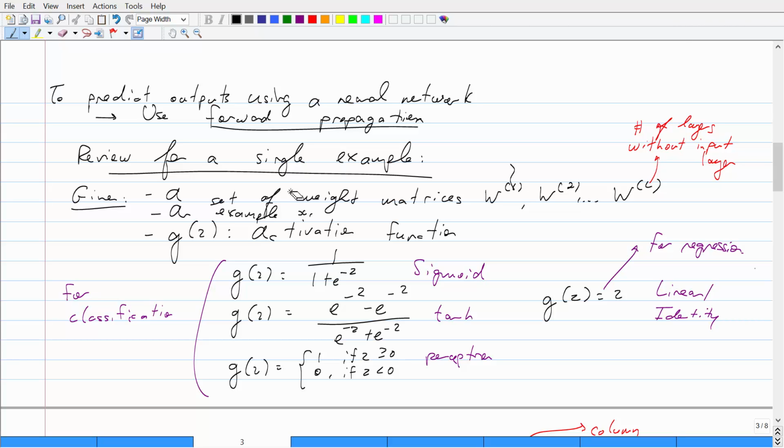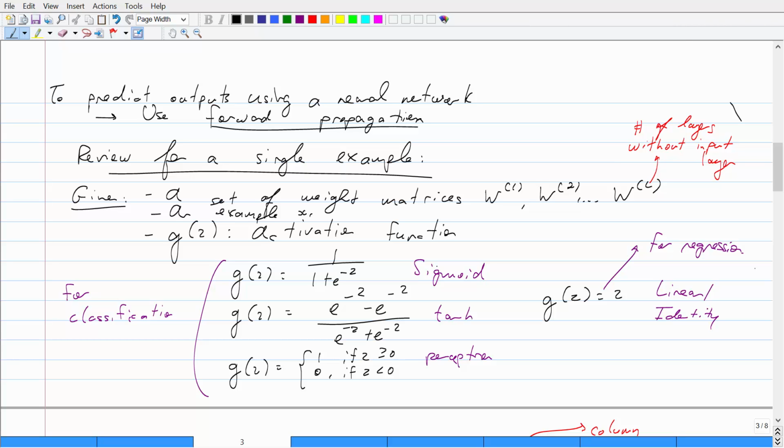With forward propagation, you're given a bunch of weight matrices: weights for the first layer, weights for the second layer, all the way out to the output layer. You're given an example X, and you also have to know the activation function for each neuron. There are many different activation functions you can choose.